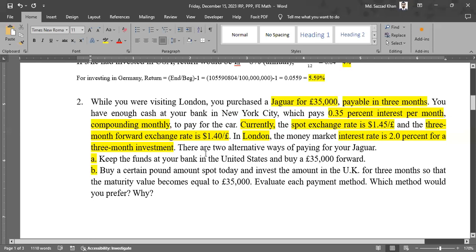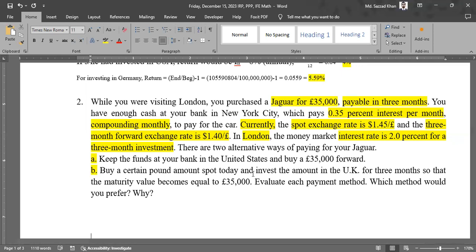There are two alternative ways of paying for your Jaguar. You can pay your accounts payable in two different ways. Option A, you can keep a fund at your bank in the United States and buy £35,000 forward. And option B, buy a certain amount spot today and invest the amount in the UK for 3 months so that the maturity value becomes equal to £35,000. You need to evaluate whether to go for option A or option B.